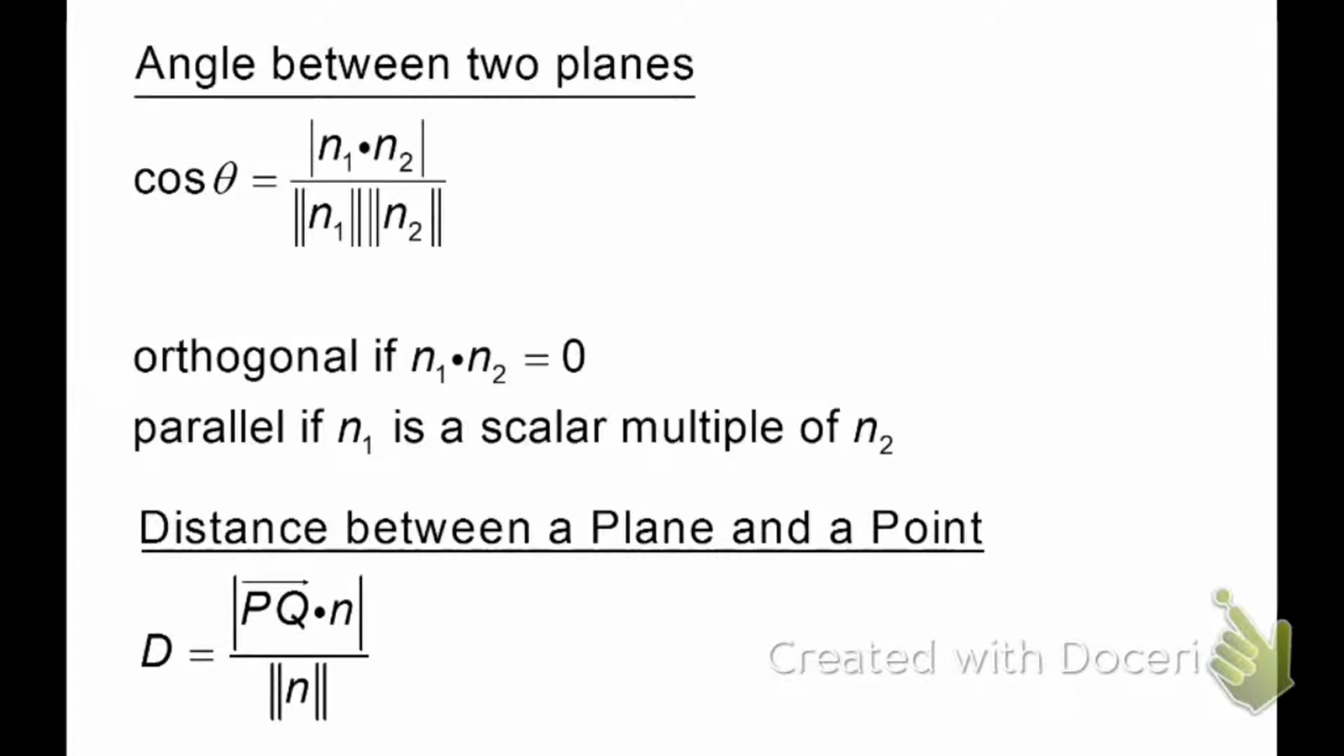Also, I can find the distance between a plane and a point using this formula. D equals the absolute value of vector PQ dotted with n, so that's a point and a plane, over the magnitude of vector n. And we'll see an example of that in a little bit.